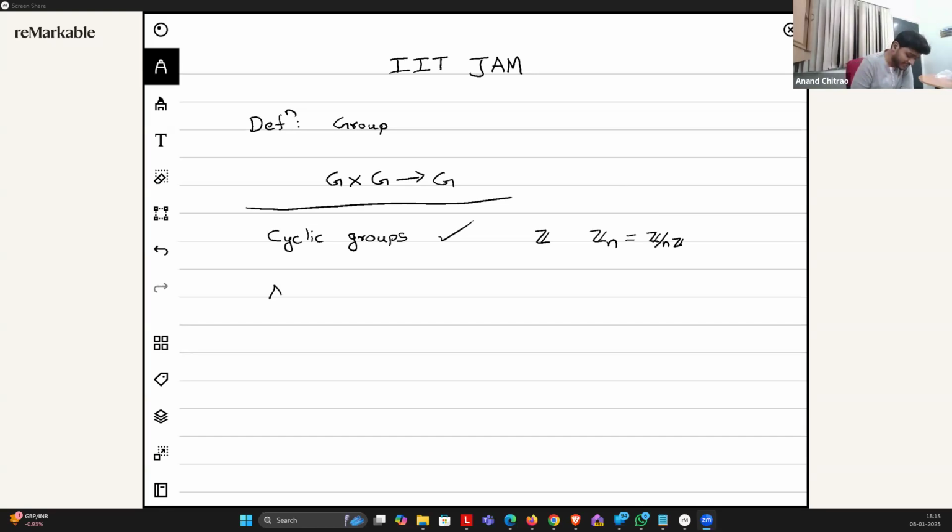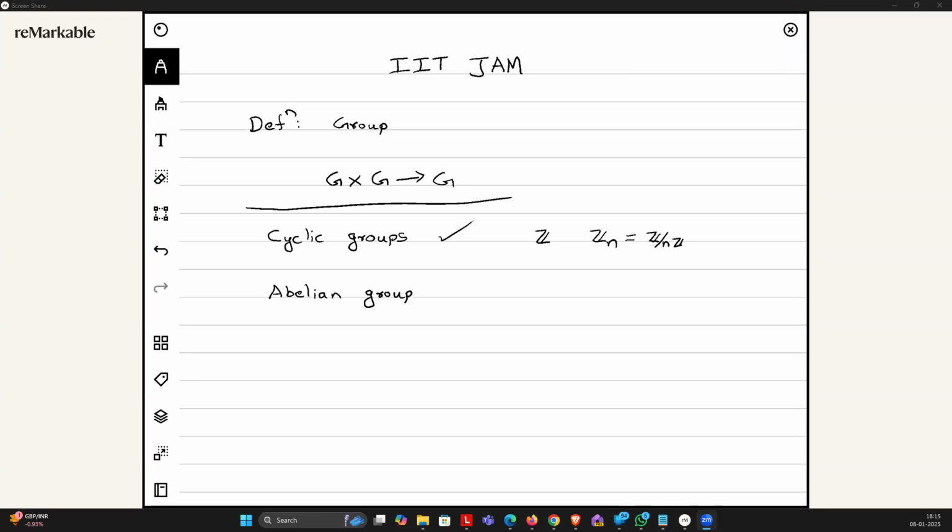Then, what is an abelian group? It follows the commutative property. A group satisfies commutativity, so the order of operations doesn't matter. If you multiply A with B or B with A, that is A times B or B times A, it gives you the same thing. That's called an abelian group.